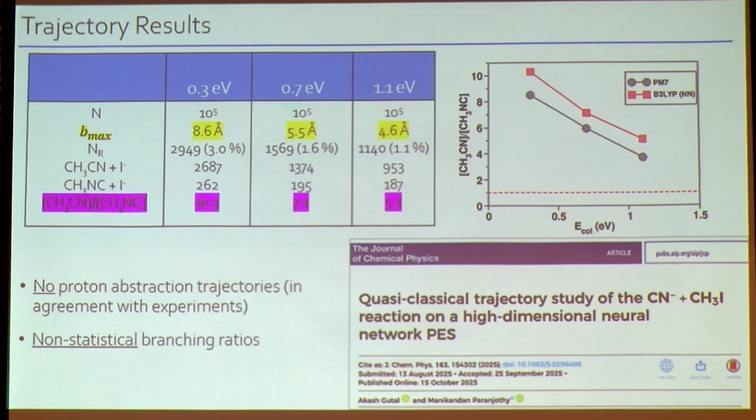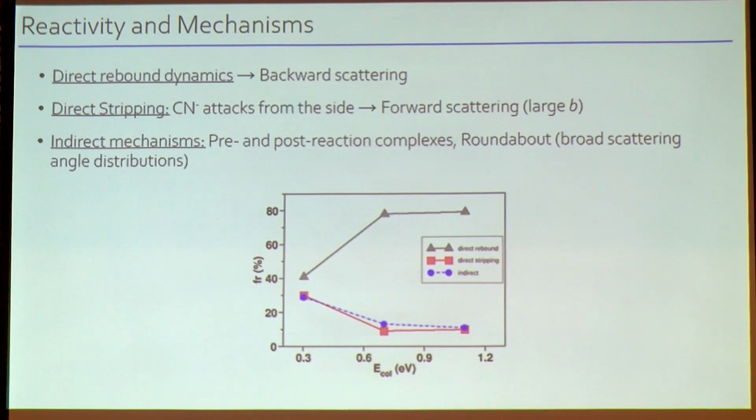So let me show you some analysis of the trajectories. We looked into the trajectories for understanding the mechanisms. We have a graph neural network method to analyze the trajectories, because we have a lot of trajectories that we need to analyze in detail. This is a plot of the fraction of trajectories showing a particular type of mechanism as a function of collision energy. What you see is that the direct rebound dynamics dominates at all collision energies.